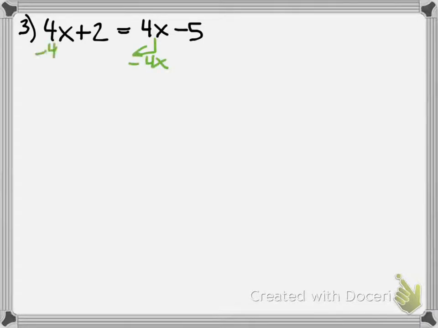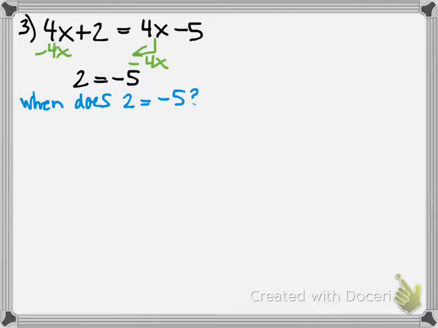And when I subtract 4x from both sides, I end up getting 2 equals negative 5. So again, the variable's completely eliminated. But this time, I didn't have the same number on both sides of the equal sign. I have a different number. So you ask yourself this question: when does 2 equal negative 5? And your answer is going to be never.